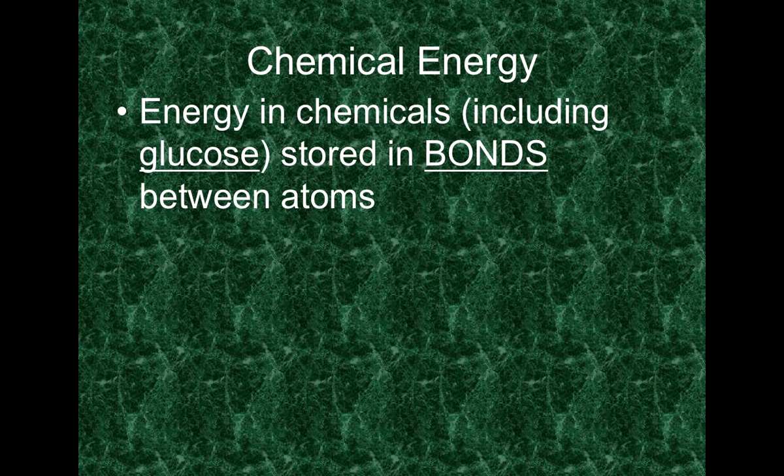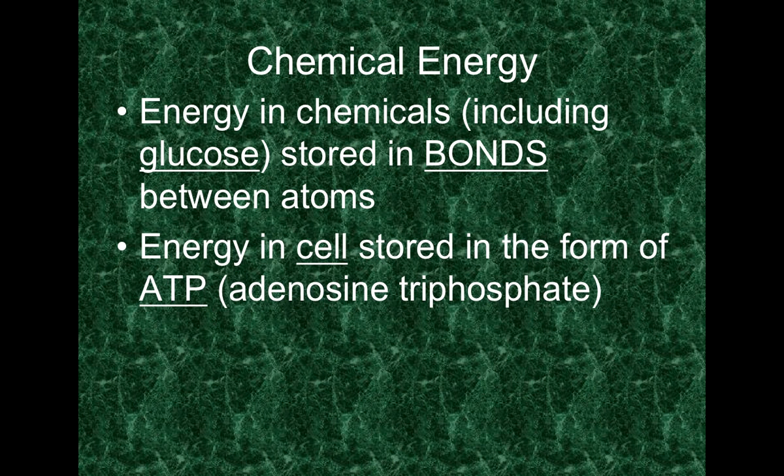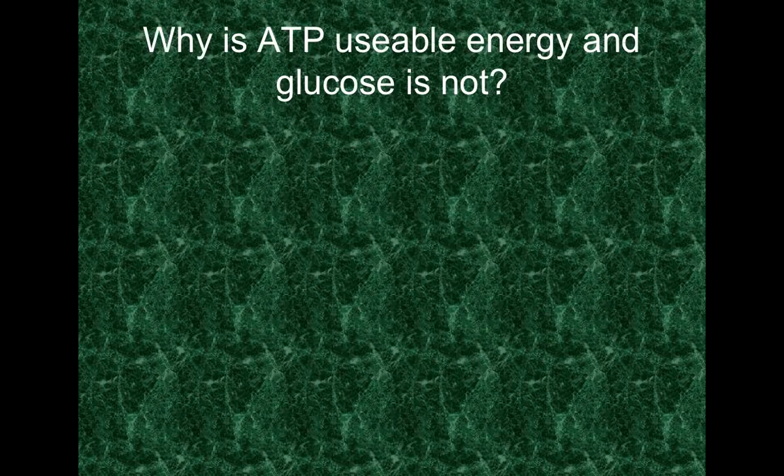Now, the energy inside of the cell, though, is stored in the form of ATP. And ATP's full name is adenosine triphosphate. So it's made up of a base molecule that has 3 phosphates hanging off of it. So how come we need to use this ATP, and why can't we just use glucose directly? Well, there's a couple of reasons.